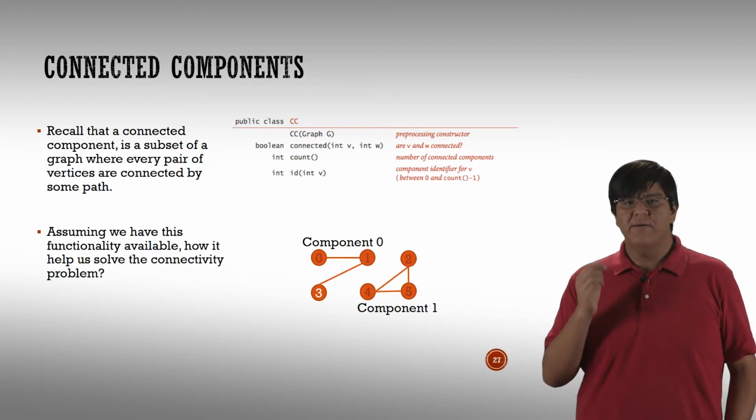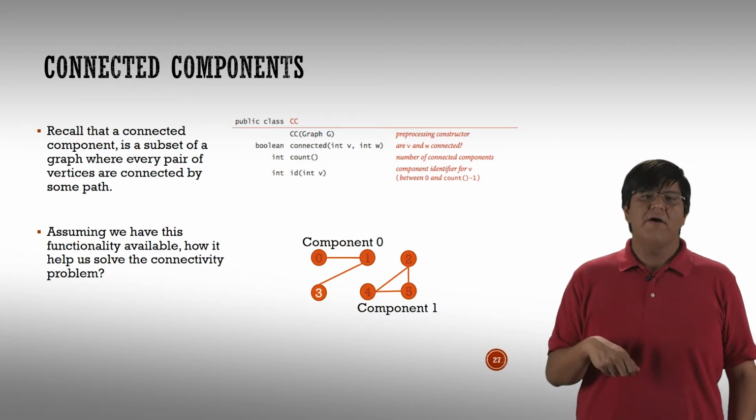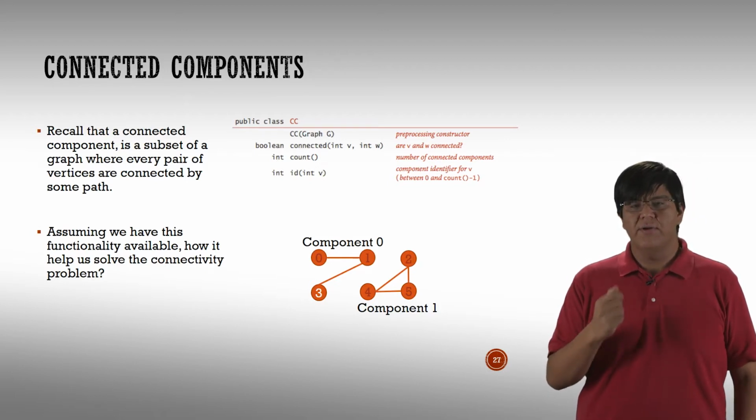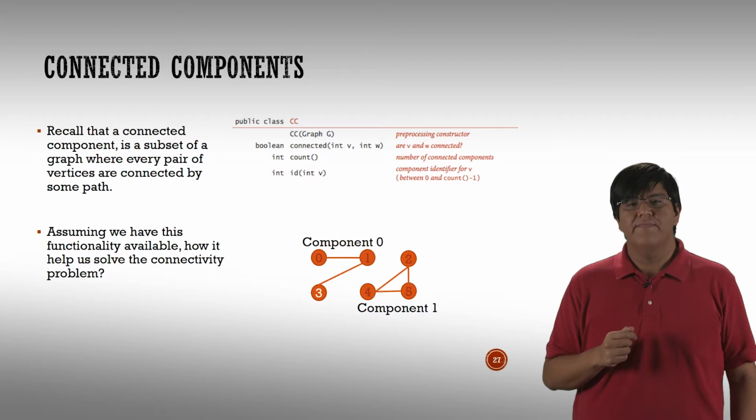Question for you guys here, and you can think about it for a second: given that we have all this functionality from our different BFS and DFS, how could we maybe try to solve this? Is there anything we've seen that could give us the connected components? So think about that for a second.